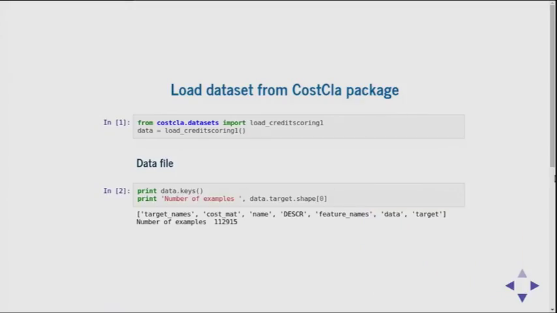Okay, so you load this data set using a very small script that I have in this library. The information that you have on this data set is enough for you to understand the data. So you have the target, the name, a long description, what the features are, and what the data is. In particular, the data has around 110,000 customers and the label.